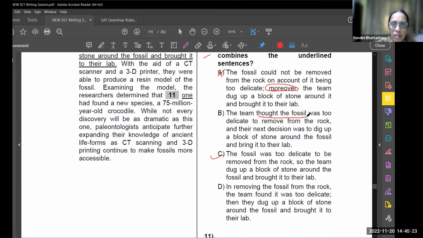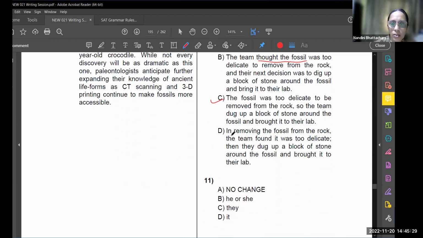Is it keeping to the meaning of this given sentence? It doesn't say thought. Now coming to C, the fossil was too delicate to be removed from the rock. So the team dug up a block of stone around the fossil and brought it to their lab. So this combines the two, keeps the relationship between the two sentences and makes it concise, right?